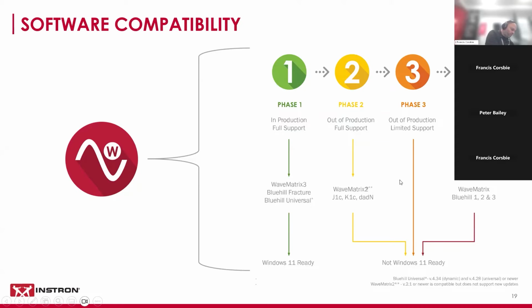WaveMatrix 2, as well as some of our older Fracture software, J1C, K1C, and JDN, those are not Windows 11 supported anymore. So if you have those pieces of software and you're changing to Windows 11, they might work, but they're not supported. If there's any bugs or issues, we might be limited in our ability to support them. Versus WaveMatrix 3 here, you can see phase 1 full production support. Same goes for Blue Hill Universal, our static testing software, and Blue Hill Fracture, our latest version of fracture testing software.